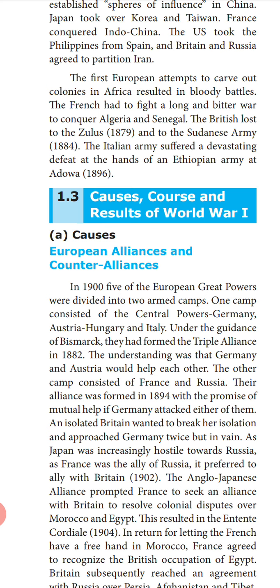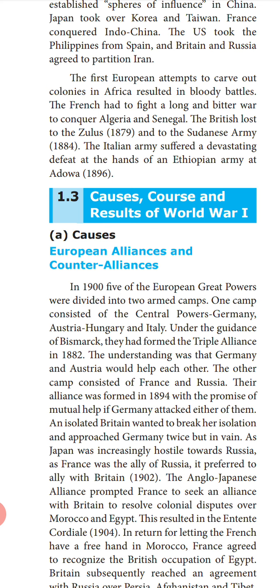Entente Cordiale means mutual understanding between Britain and France in 1904. In return for letting the French have a free hand in Morocco, France agreed to recognize the British occupation of Egypt. இவங்க 2 பேருக்குள்ள ஒரு உடன்பாடு, மியூச்சுவல் அண்டர்ஸ்டாண்டிங் வருது. ஃப்ரான்ஸுக்கும் பிரிட்டனுக்கும். ஃப்ரான்ஸ் மொராக்கோவை கேப்சர் பண்ணிக்கிறதுக்கு பிரிட்டன் சமாளிச்சுக்கிட்டான், அண்டு பிரிட்டிஷ் ஈஜிப்ட் ஆக்குபை பண்ணுறதுக்கு ஃப்ரான்ஸ் சமாளிச்சுக்கிட்டான். So there was a mutual understanding between France and Britain because of Entente Cordiale.